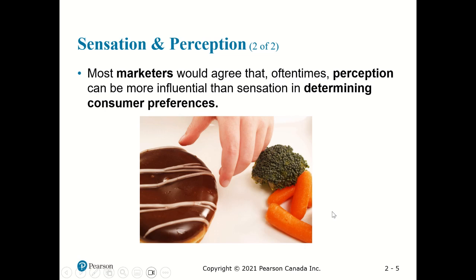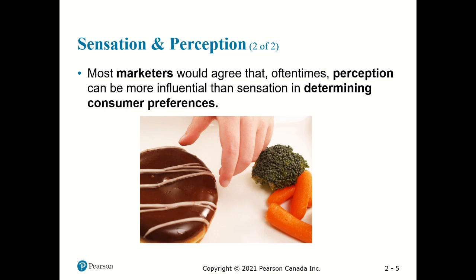Now, if we talk about sensation and perception, most marketers would agree that oftentimes perception can be more influential than sensation. So sensation is this, right? Sensation is that I received some information through my skin, which started irritating and itching in the morning. So that is the sensation, that we got something.